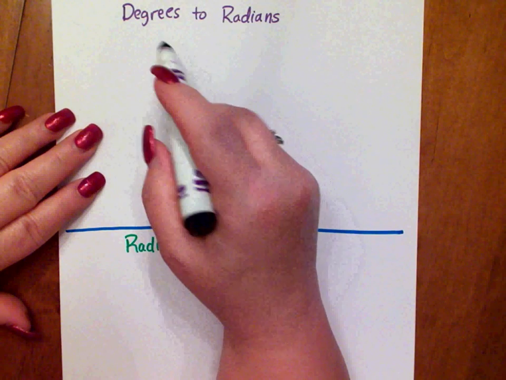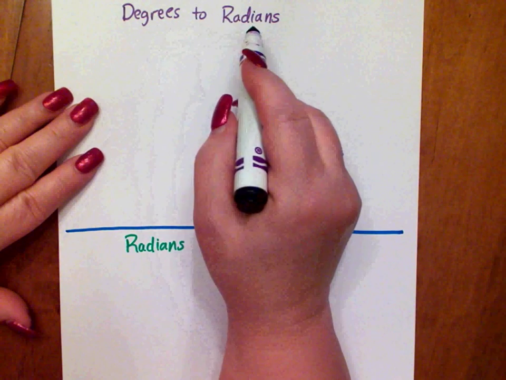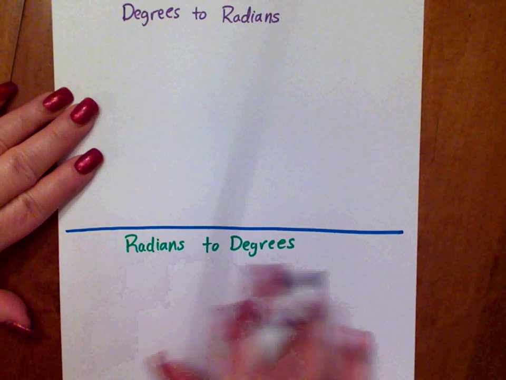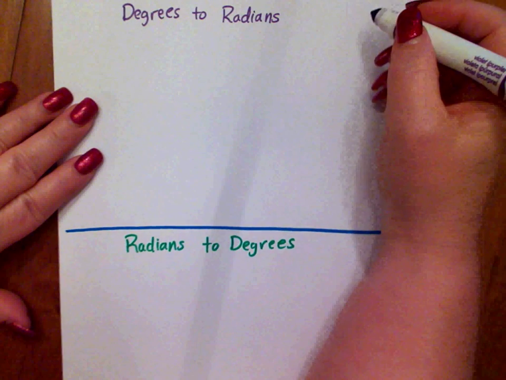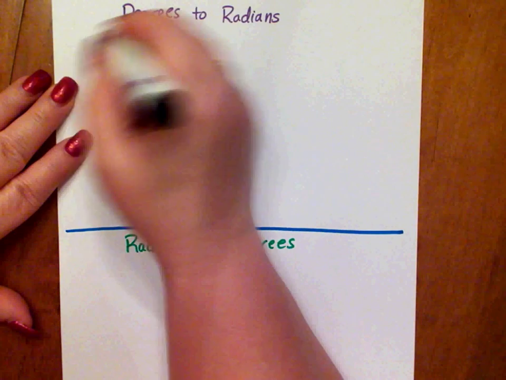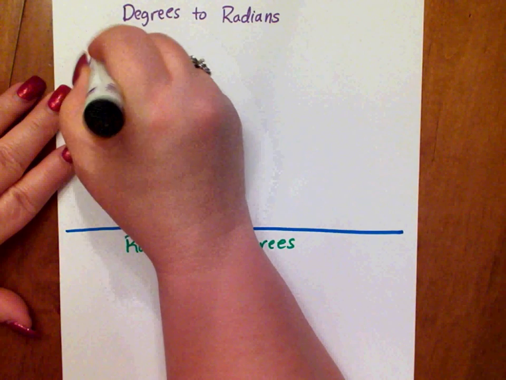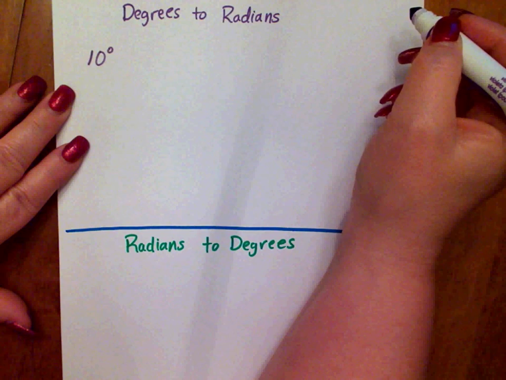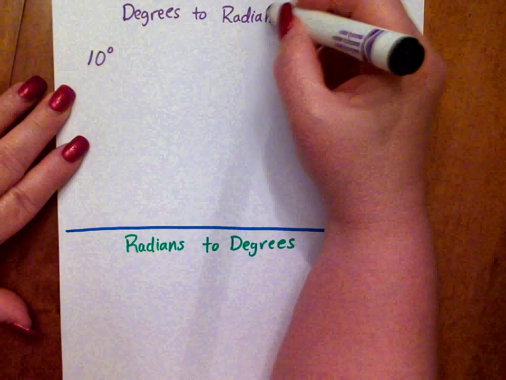Okay, right now we're going to convert from degrees to radians, and then we'll convert from radians to degrees. So let's suppose they tell me, could you please convert 10 degrees to radians? So when you want radians, you want it to be pi.